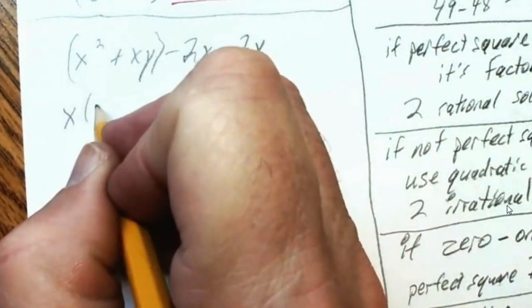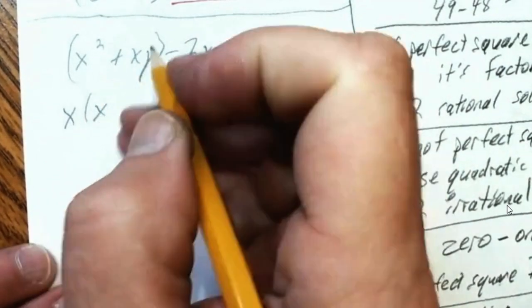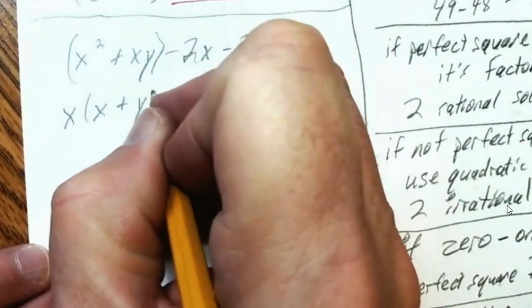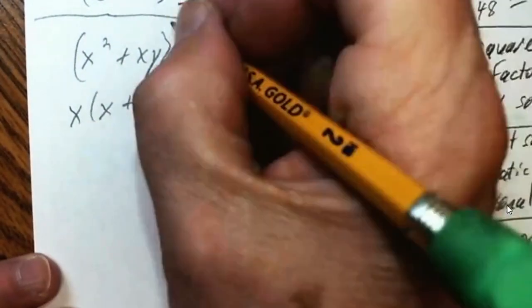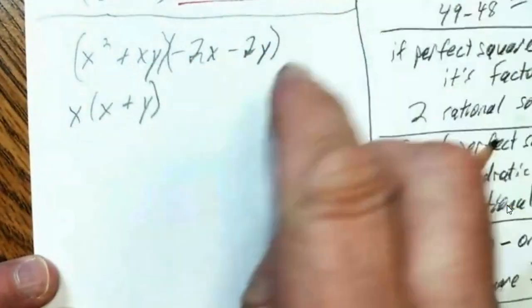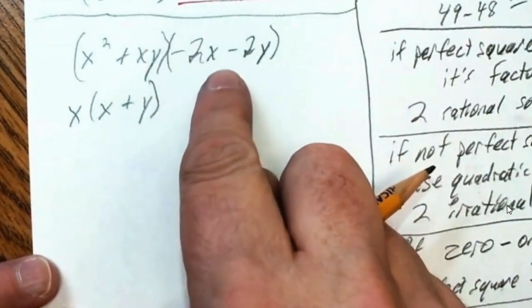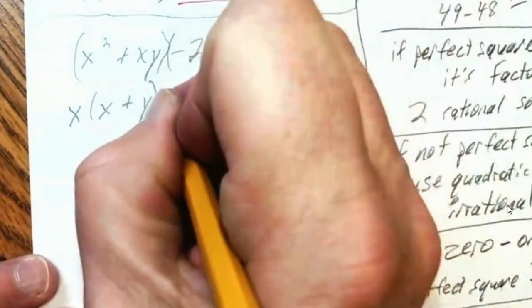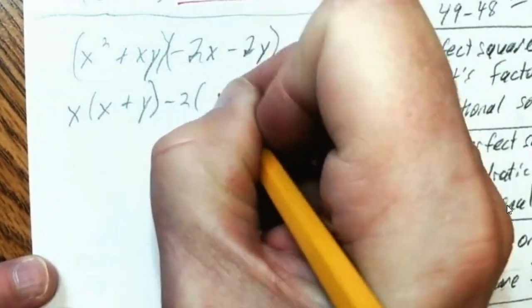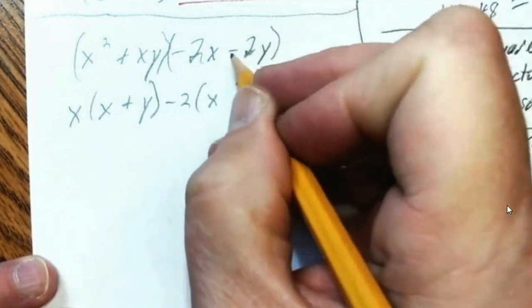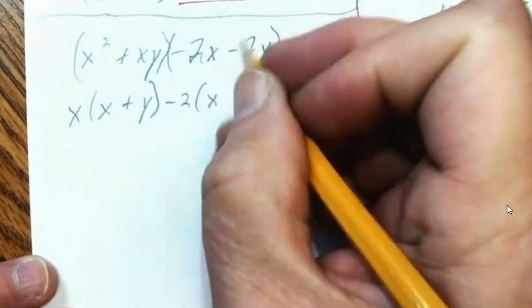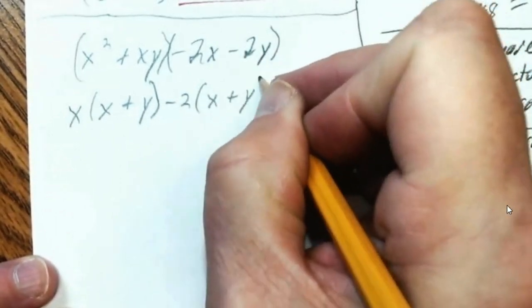X squared divided by x is just x. Xy divided by x is just y. So we have the same thing we can factor out. So that means the rest of it, we can also factor something similar out. We got a negative 2x and a negative 2y. So if we factor negative 2 out, negative 2x divided by negative 2 is just x. Negative 2y divided by negative 2 is just a y.